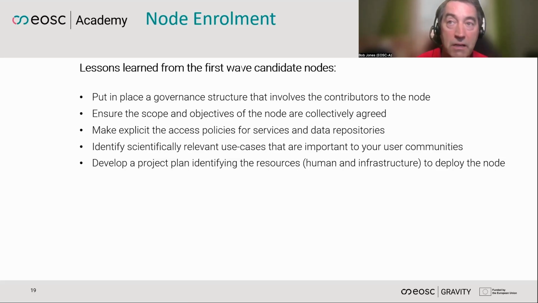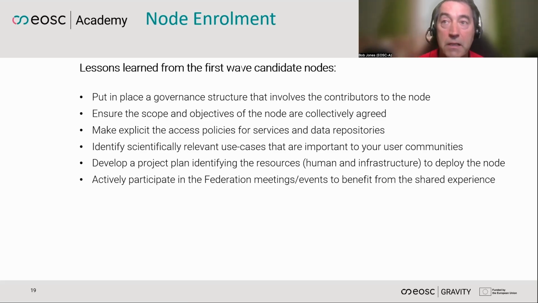And of course, they need to develop a project plan, and that's been a part of the enrollment process that identifies the resources, not only human, because it's primarily a human activity, but also maybe some technical infrastructure is needed as well, to support and deploy the node on their behalf and keep it running over the long term. And then to actively participate in the Federation meetings and events to benefit from the shared experience. Many of the issues that the nodes are facing are common across the different nodes, and they can share and collectively improve together on their situations.